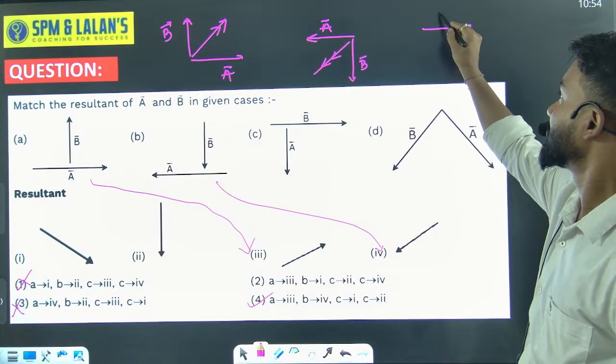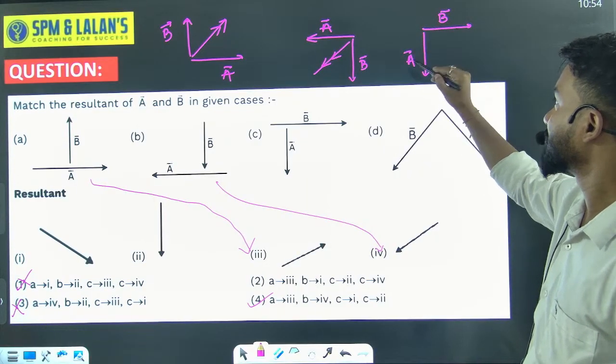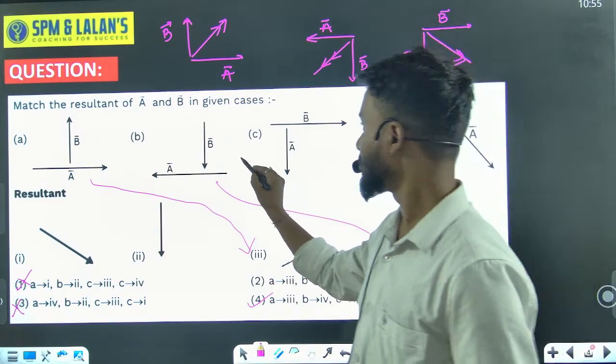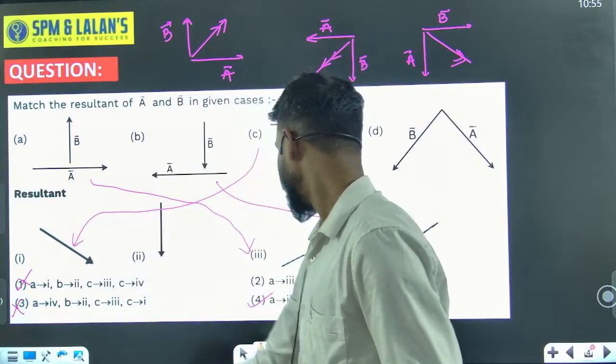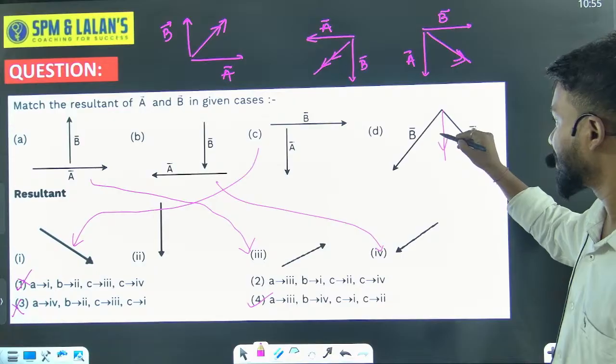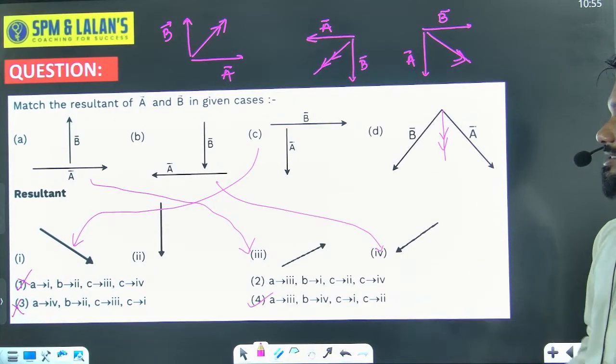This is our B vector and this is our A vector. So the resultant of these two will be somewhere over here, on this side. So C will be number 1. C is number 1, correct. And the resultant of A and B, tail to tail, already connected, is somewhere in between them. So the correct answer will be option number 4.